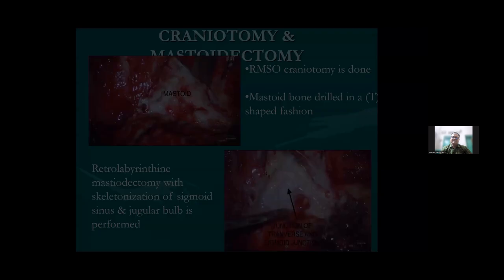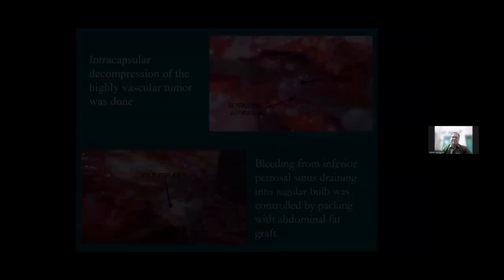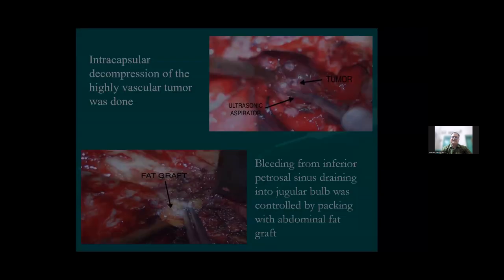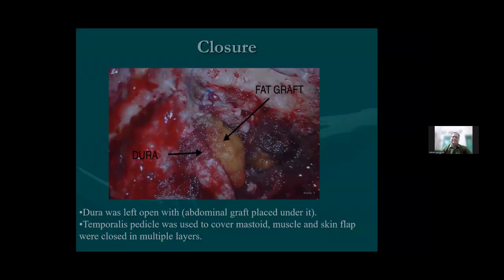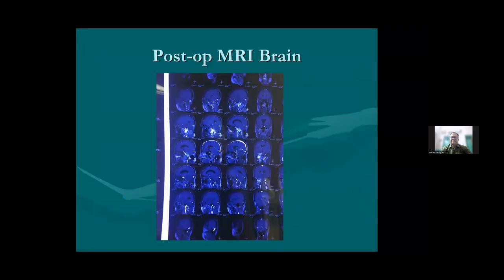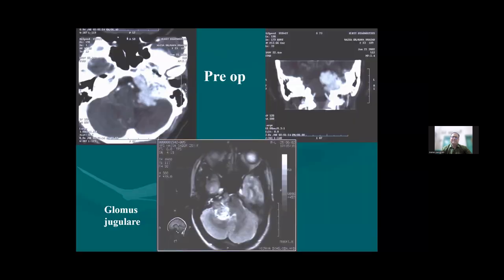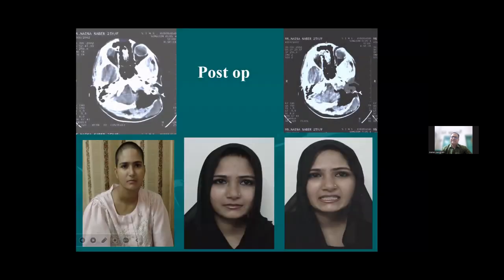So these are the picture steps of surgery. I've done that, but the video doesn't open to show the steps of surgery. And this is the post-op scan. Some residual tumor is there, and the patient is under follow-up. This is another case of a glomus, again with both intra and extradural components. And this is a post-op scan, without any facial palsy.